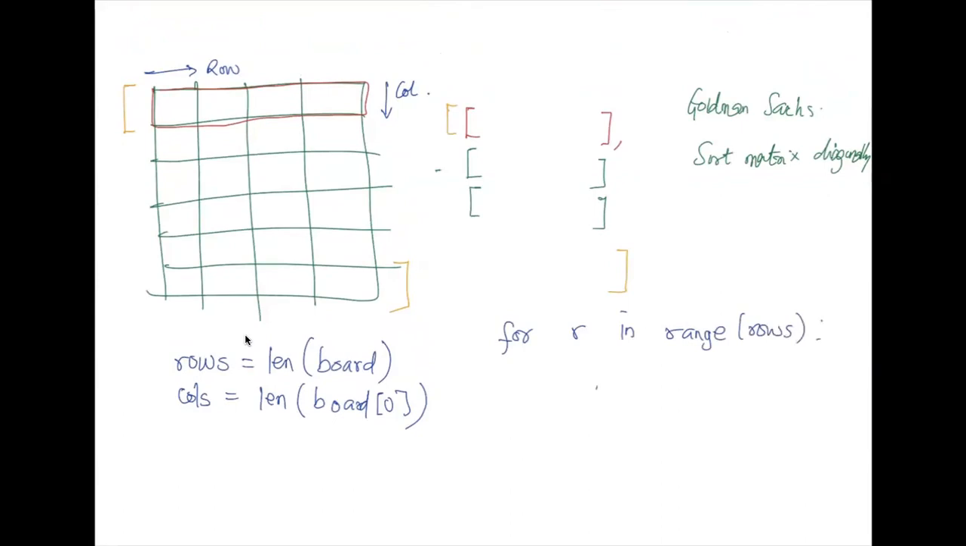Then we're just going to say for every column in range columns. Now note that R and C are just like variables, right? So R is just going to be, let's say for this one, there's 1, 2, 3, 4, 5, 6, so rows is 6, right? And this one is also 4, right?